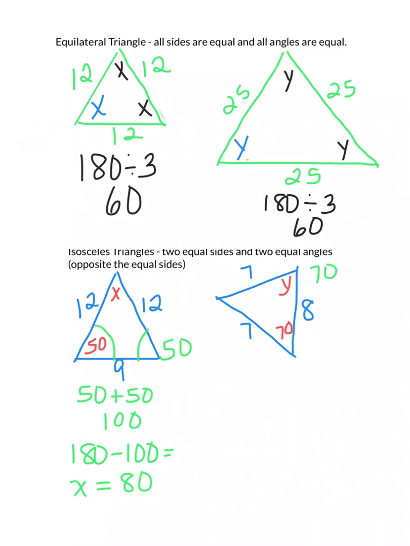Now, let's say they asked me to find this angle. I would take 70 plus 70, which I know is 140, and then I would subtract 180 minus 140 to get the answer of 40. So that's if they asked me to find this angle right here. But they actually only asked me to find this angle right here. So across from the 7 was a 70, so across from this 7 is a 70.